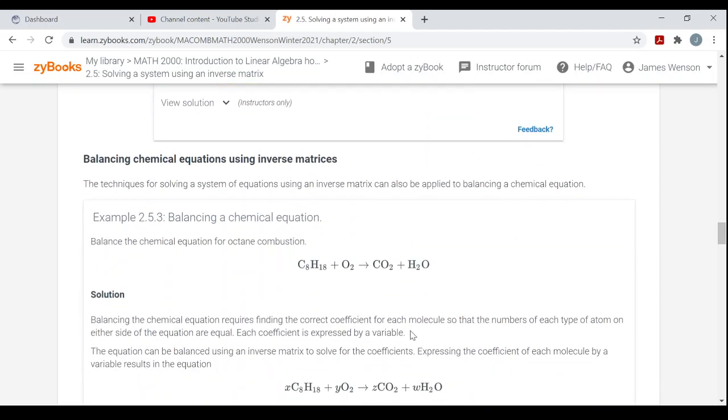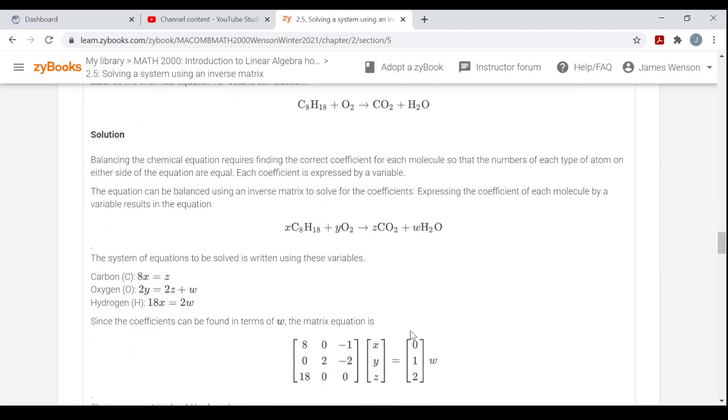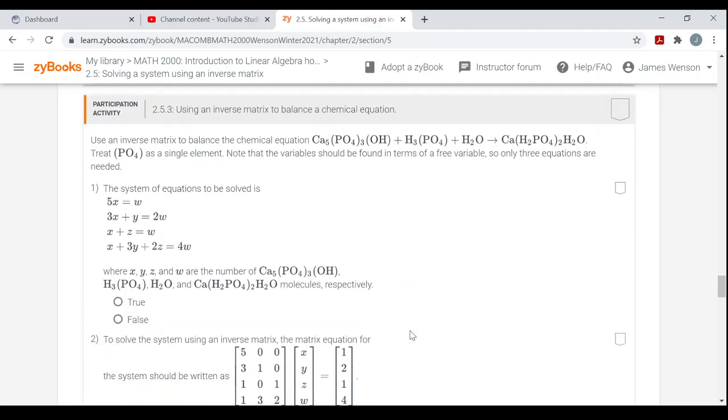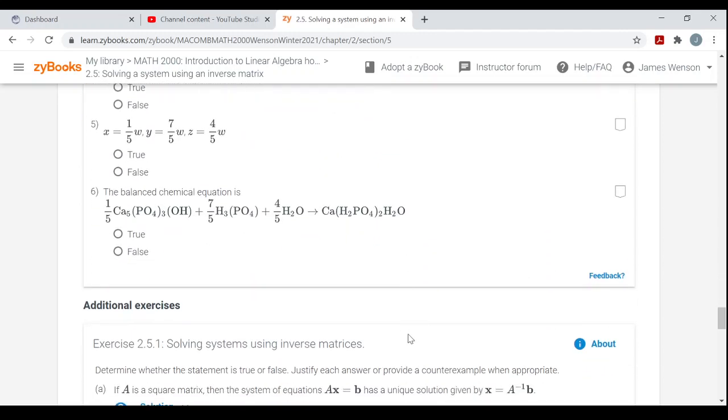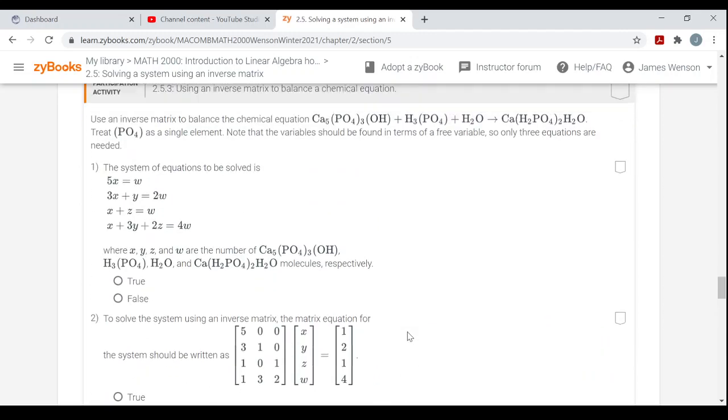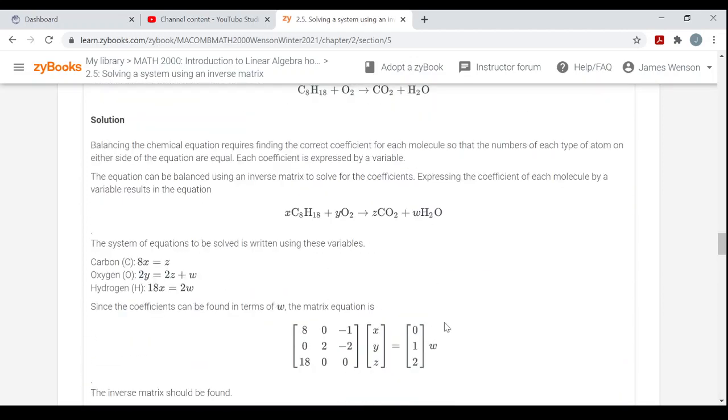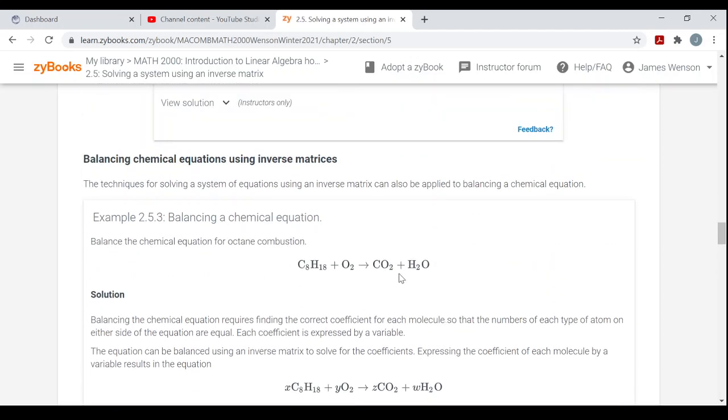And the last part is on balancing chemical equations using inverse matrices. So I'm actually going to go over this first example, and I'll leave you to the participation activity because then it's over. So remember, balancing a chemical equation requires finding the correct coefficient for each molecule so that the numbers of each type of atom on either side of the equation are equal. So we don't know what these coefficients are.